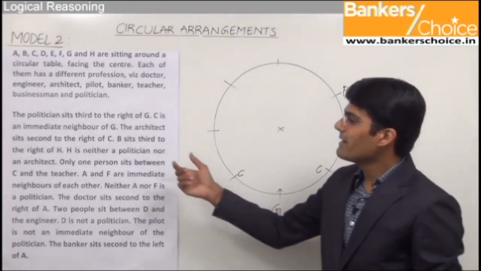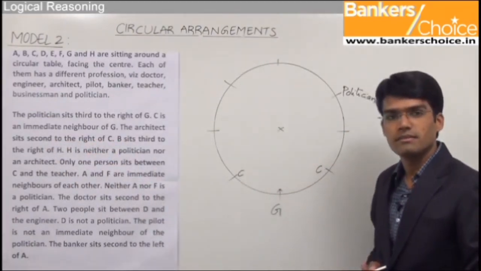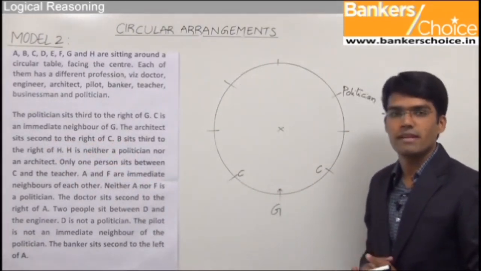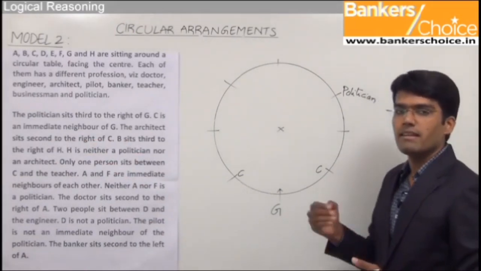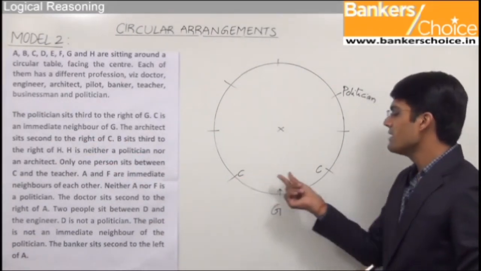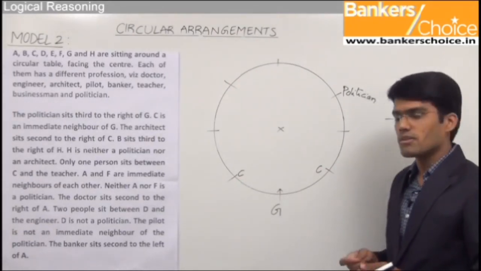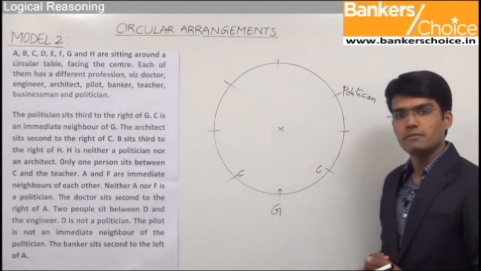The next statement is, the architect sits second to the right of C. The architect should sit second to the right of C. That is nothing but second in the anti-clockwise direction of C. Now since we have two possibilities for C here, there will be two possibilities for the architect. So let us verify which could be the correct one.